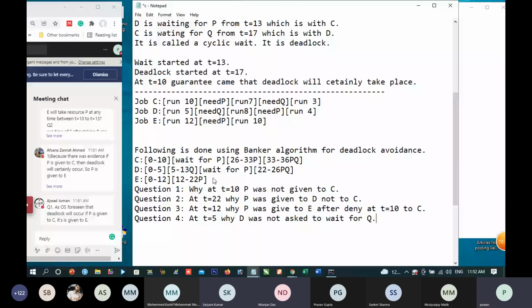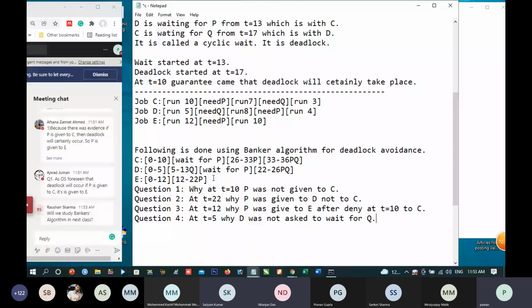Do you have any doubt related to this? Is it correct? Everything has taken place using Banker's algorithm. What is Banker's algorithm? If a resource is free and if some job wants it, it should be given, provided that there is no guarantee that deadlock will take place in future.